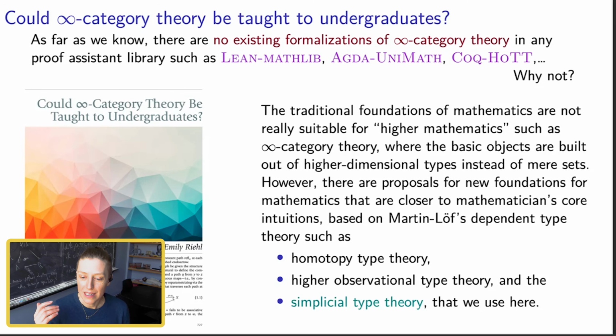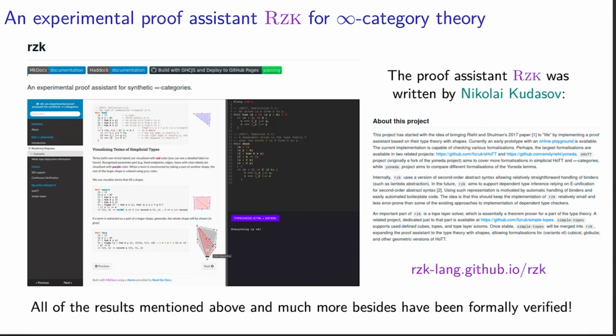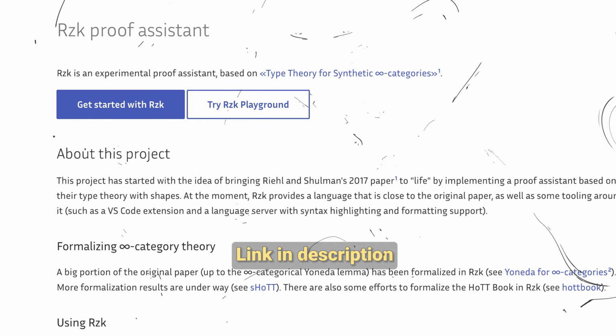But the simplicial type theory that we just introduced informally is a formal system. And if you teach that formal system to a computer proof assistant, then you can type the proofs that we just gave into the computer proof assistant. And this proof assistant exists.